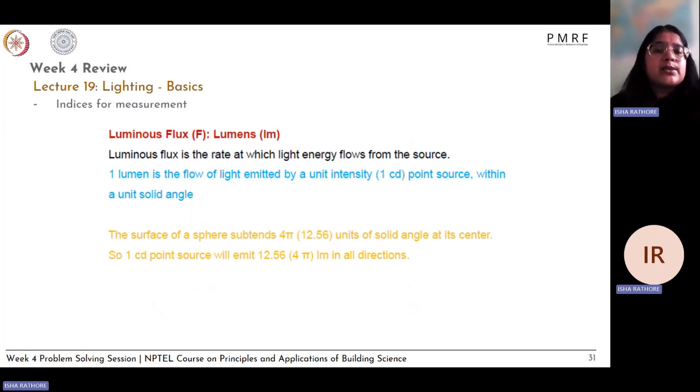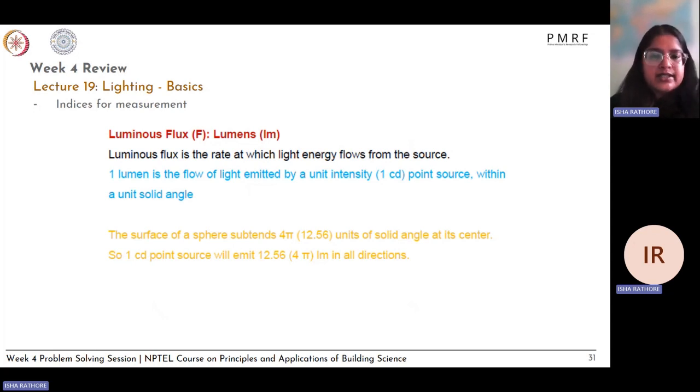Then we have luminous flux, which is also expressed in lumens, LM, the SI unit. The luminous flux is the rate at which the light energy flows from a source. And 1 lumen is the flow of light which is emitted by a unit intensity. The intensity of light is measured in candela. So 1 candela, CD, is a unit intensity point source within a unit solid angle.